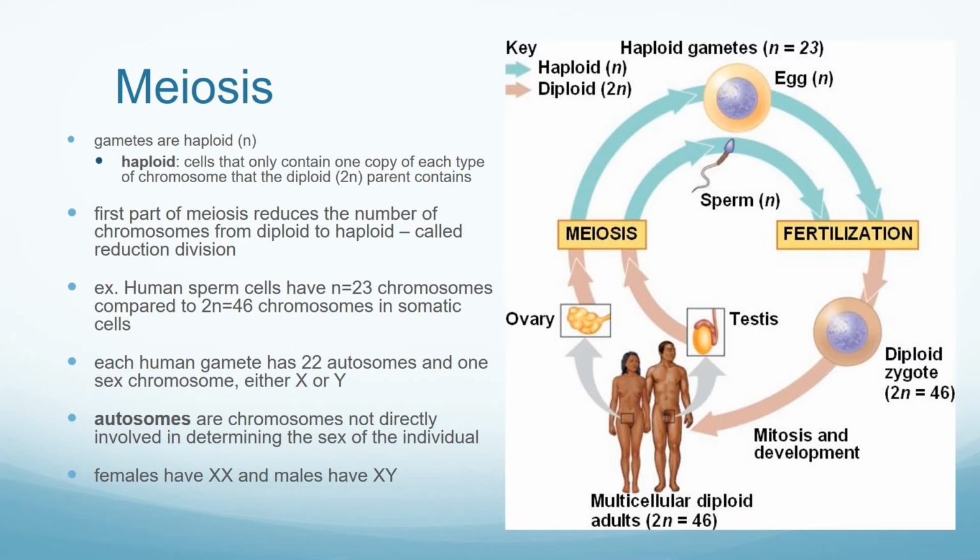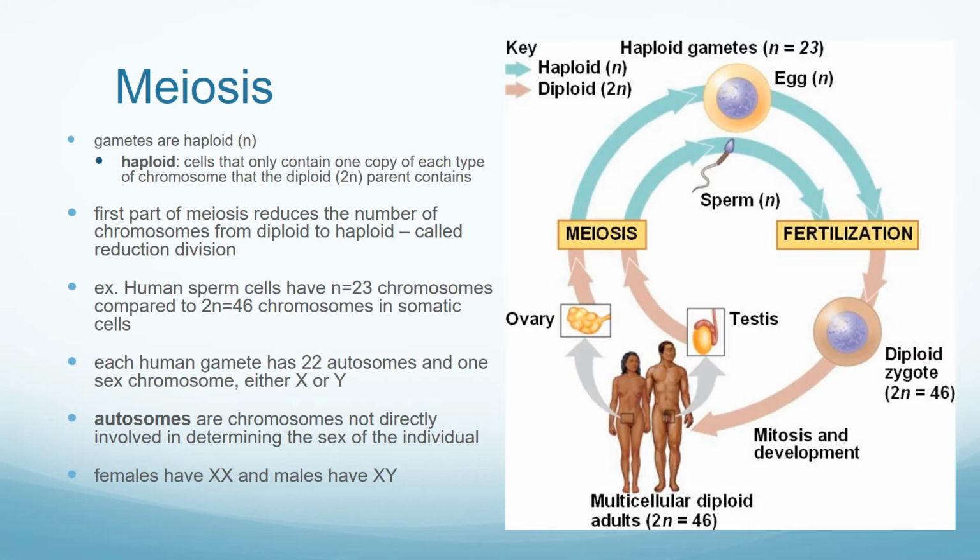In meiosis, gametes are haploid in number. Haploid means they are cells that only contain one copy of each of the chromosomes that the diploid parent contains. And here we can see that we're using N as our haploid, and diploid is 2N, which means there's double the amount, right? Because it's two of the pairs that the parents contain. And we talked about the two, one comes from the mom, one's from the dad.